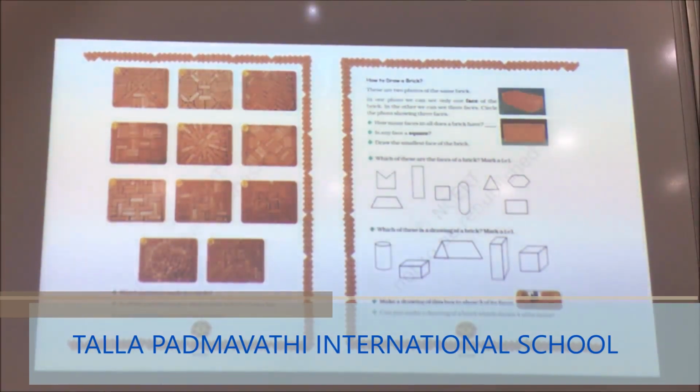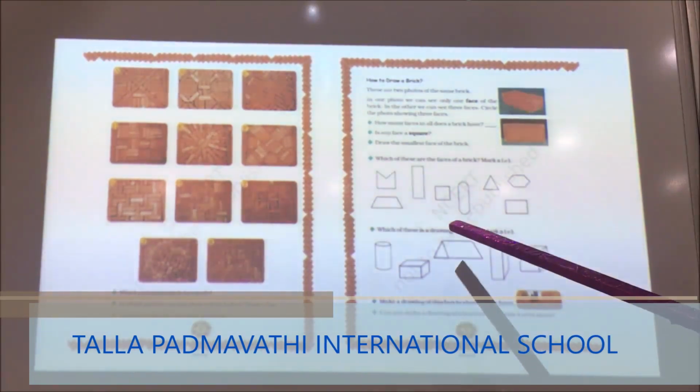Now, what you need to do is, you need to get a brick from your surroundings and count how many faces are there for a brick. And you need to observe whether any face of the brick is in the form of a square. Think about it, children. And also draw the smallest face of the brick in your notebooks. Now let us move to the next bit.